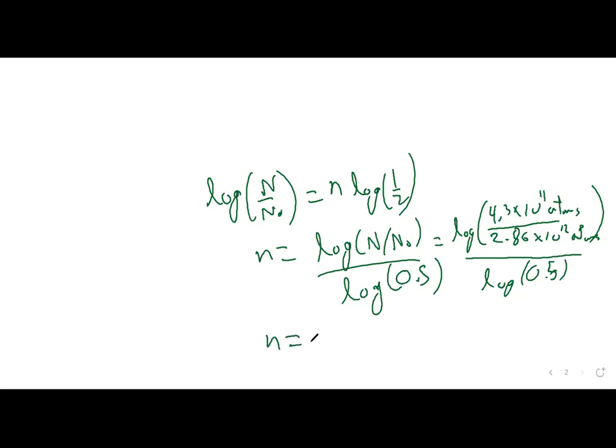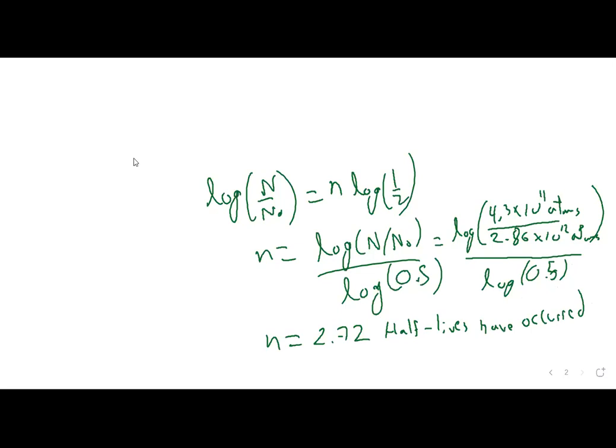And what that gets me is an n of 2.72. And this is the number of half-lives, right? So 2.72 half-lives have passed, basically. That's what it's telling us. So that's 2 whole half-lives and about 70% of a half-life.